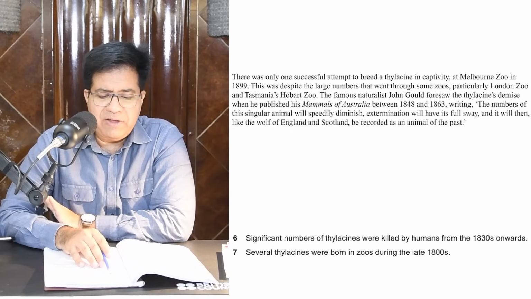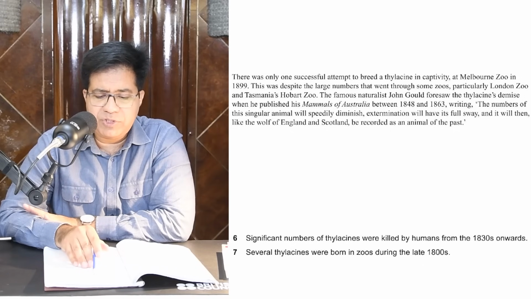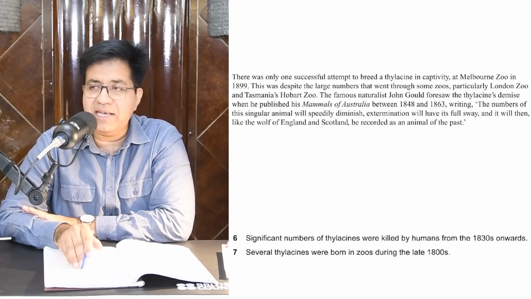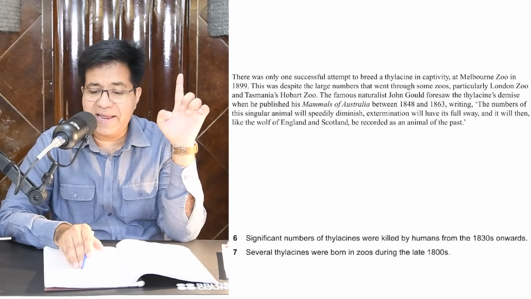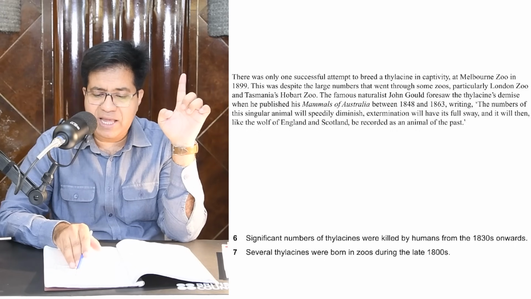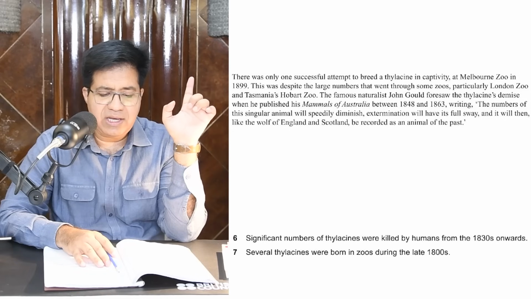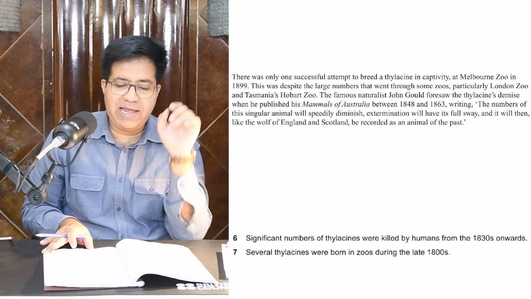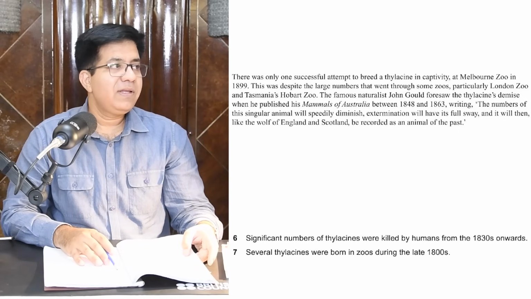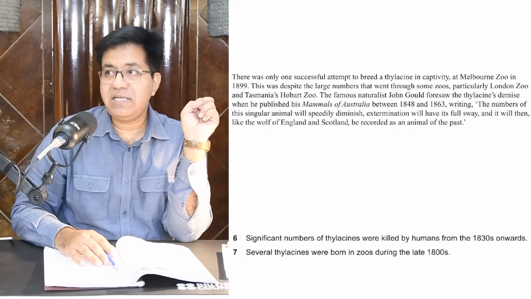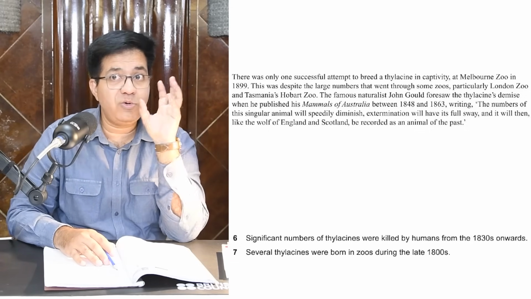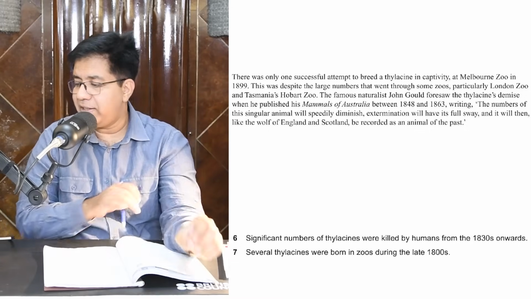There was only one successful attempt to breed a thylacine in captivity. How many? One successful attempt to breed thylacine in captivity at Melbourne Zoo in 1899. Now tell me, several? No, only one. So what should be the answer? Answer is false. Got it now? What to check and how to check and all that.